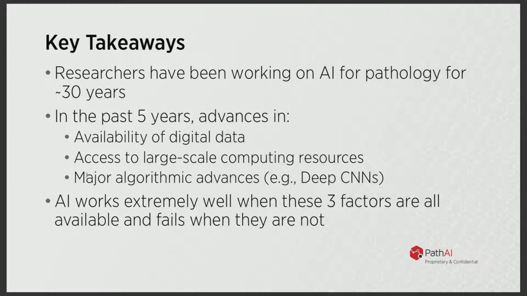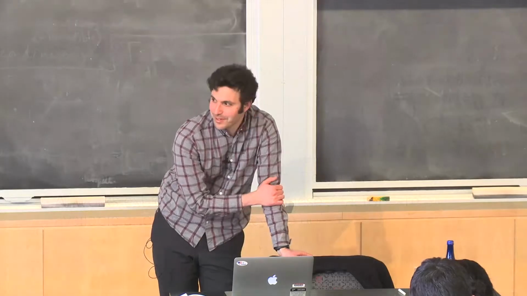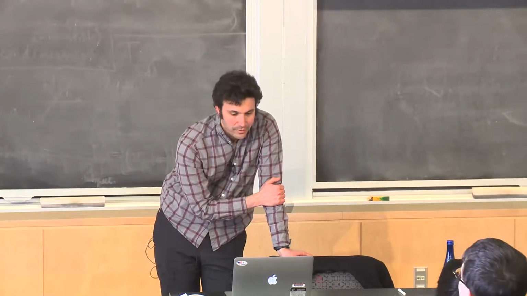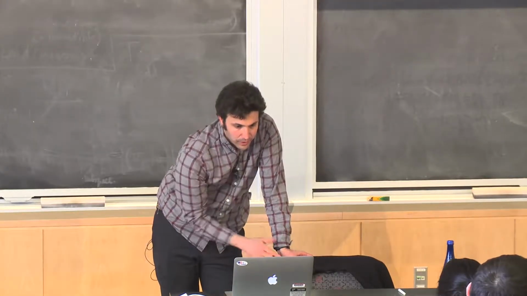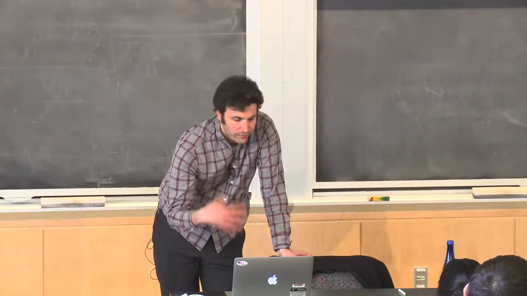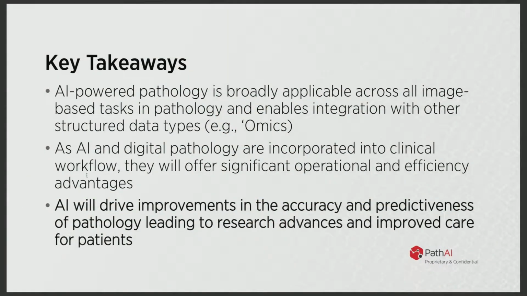And in general, AI works extremely well when problems can be defined to get the right type of training data, access large-scale computing, and implement things like deep CNNs that work really well. And it fails everywhere else, which is probably 98% of things. But if you can create a problem where the algorithms actually work and you have lots of data to train on, they can succeed really well. And this vision-based, AI-powered pathology is broadly applicable across really all image-based tasks in pathology. It does enable integration with omics data, genomics, transcriptomics, SNP data, et cetera.